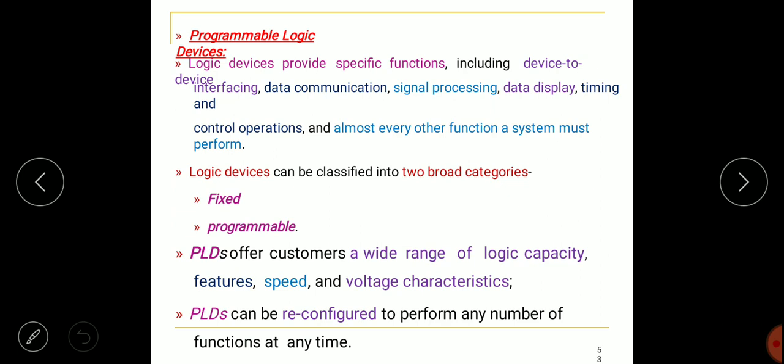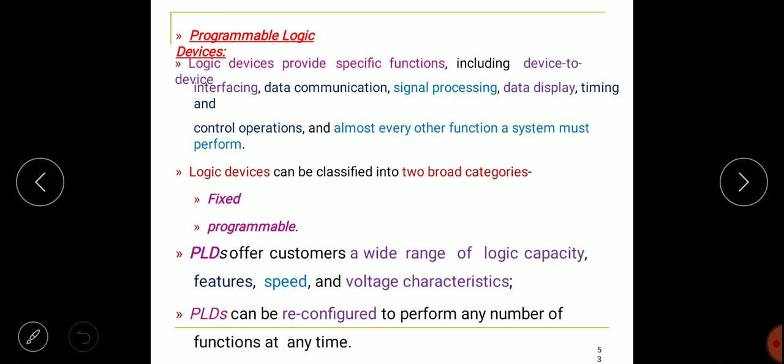Next, another processor device, that is the programmable logic device. Logic devices provide specific functions including device interfacing, data communication, signal processing, data display, timing and control operations, and almost every other function a system must perform. Logic devices can be classified into two broad categories: fixed and programmable. Fixed means it is not going to be changed by any further update of the device. Programmable means you can change it as the requirement of the application changes.